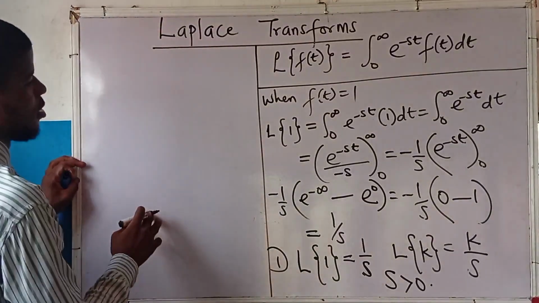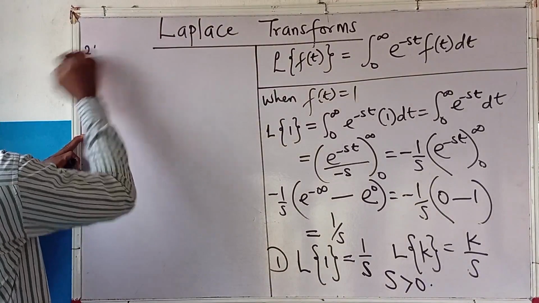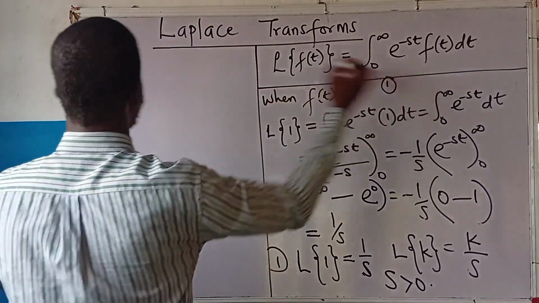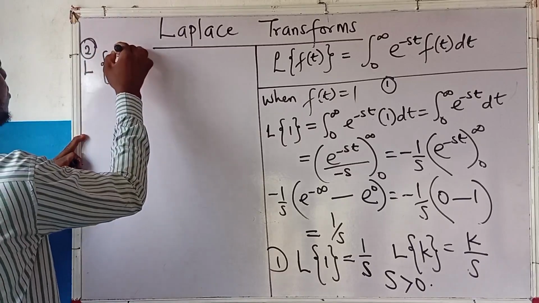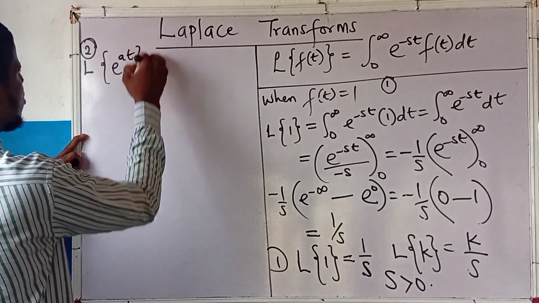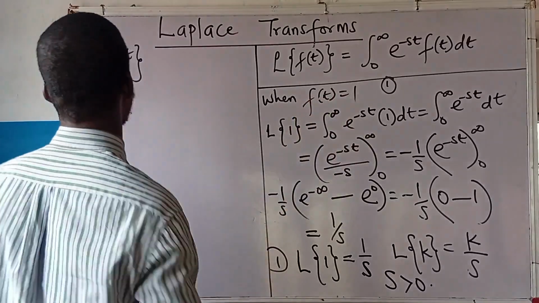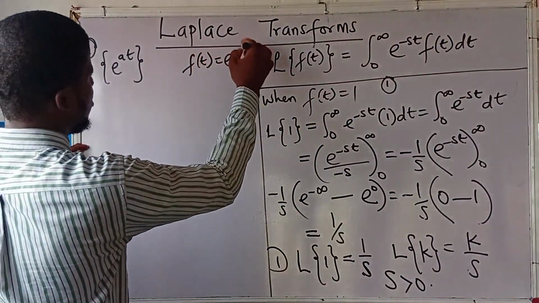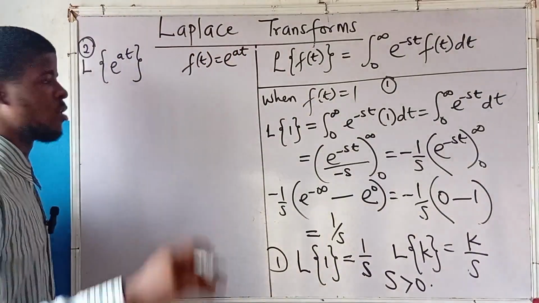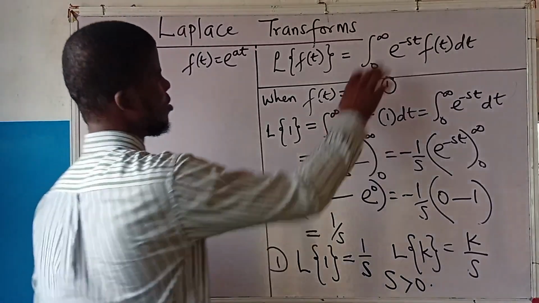Now, let's take another function. This is number 2 now. This is number 1, the Laplace transform of 1. Now the Laplace transform of e to the power of at. You know, the first function we took was when f of t equals 1. So in this case now, we are saying that f of t equals e to the power of at. Let's take the exponential function. The Laplace transform of f of t is this.